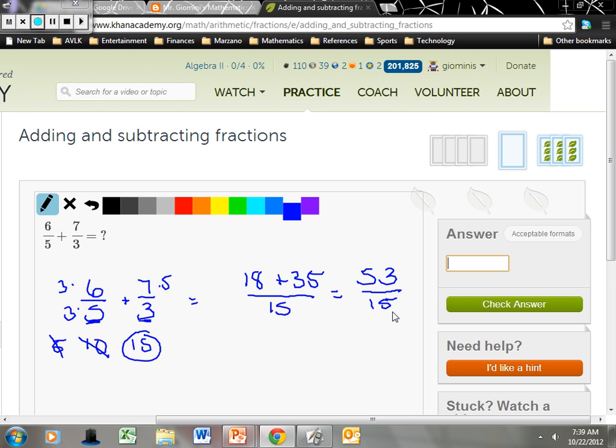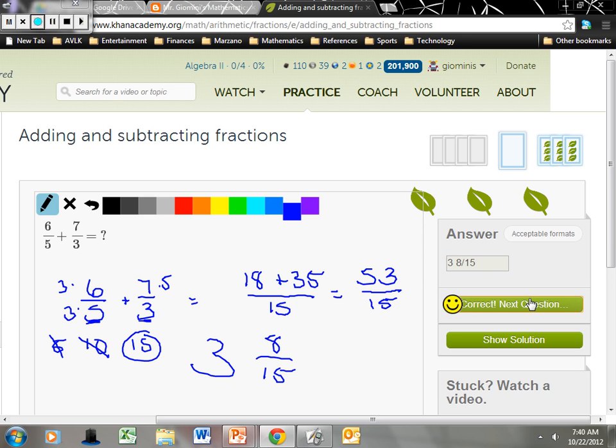Okay, how many times does 15 go into 53? I know that 3 times 15 is 45. That's about as close as I'm going to get. So it goes in 3 whole times. 53 minus 45 gives me 8. 8/15. Let's see, the factors of 8 are 1, 2, 4, and 8. None of those go into 15, so that should be simplest terms right there. Alright, hope that helps you a little bit.